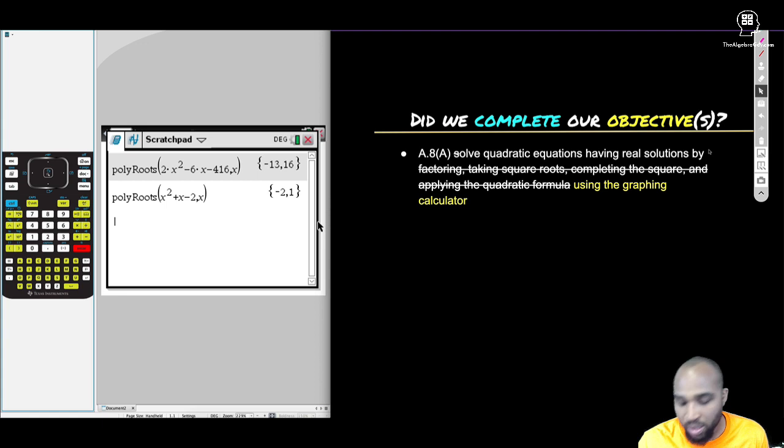All right, that brings us to our conclusion. We solve quadratics having real solutions by using our graphing calculator. Mostly using two ways, a graph and this feature in the calculator that allows us to plug in A, B, and C.